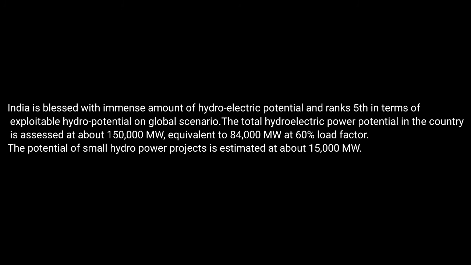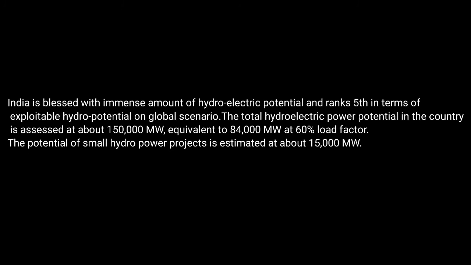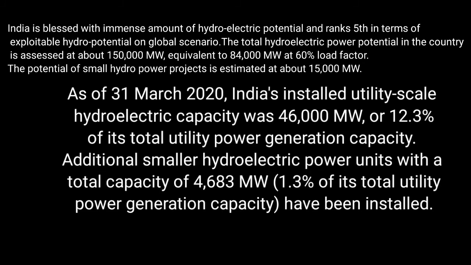Total hydroelectric power potential in the country is about 1,50,000 megawatt, which is equivalent to 84,000 megawatt at the 60% load factor. And the potential of small hydro projects is around 15,000 megawatt. As of 31st March 2020, India's installed capacity is 46,000 megawatt, and 4,683 megawatt of small hydroelectric power has been installed in India so far.